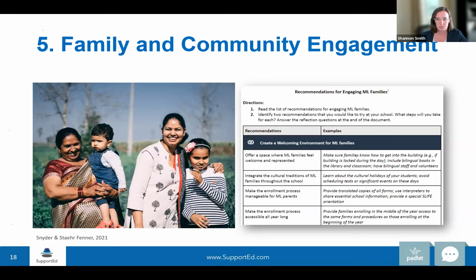On our Padlet, we shared five strategies and recommendations to foster SLIFE family engagement, and you can implement those within your school or district. Some of them more easily than others, but they give you some really easy, applicable strategies. So in the chat, I know you're still sharing some of those strategies for formative assessment, but please share how you're engaging your SLIFE families.